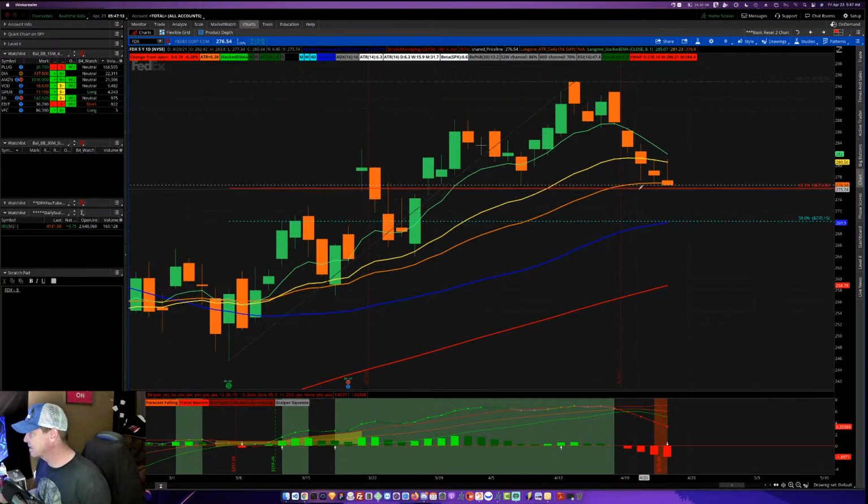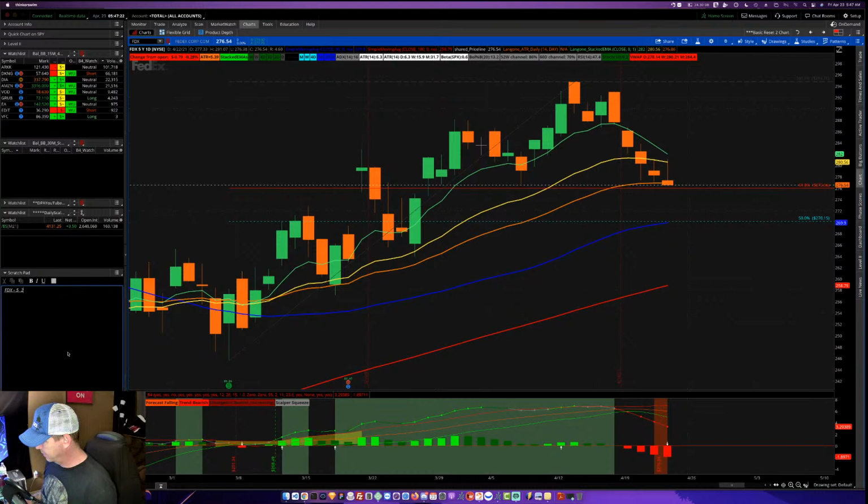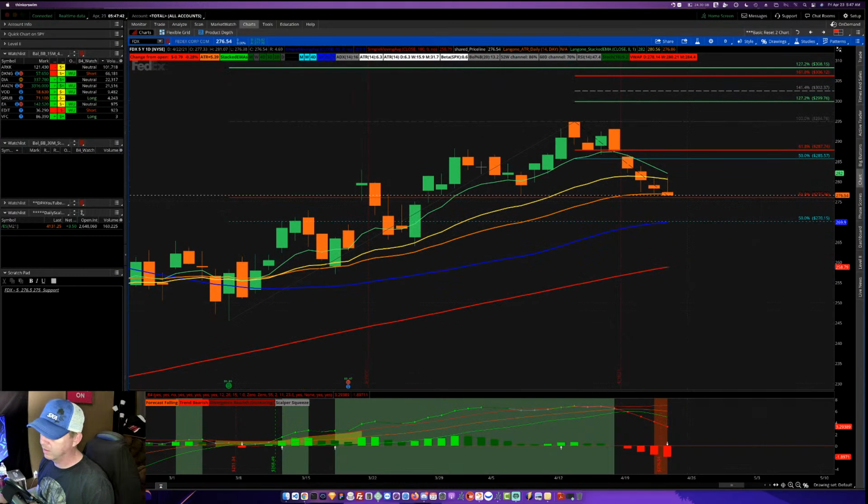We're going to call it the 276 level, which is currently also the 34 EMA. So 276.5 to 275 can be my support. Potential resistance on the way back up, if we were to go up, would be at 285, for a target of 300. So long, 300 target, 285 to 287 resistance, or taking profit.